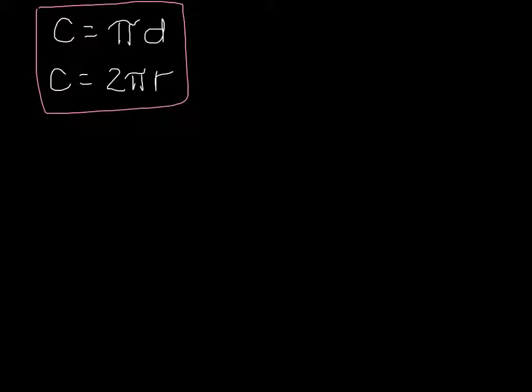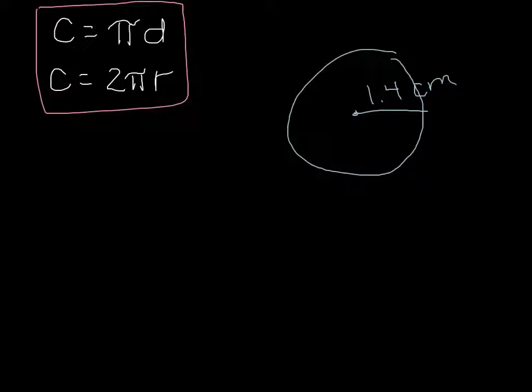So let's look at an example. I'm going to draw a circle. And let's say this circle has a radius of 1.4 centimeters. My question asks me, I would like you to find the circumference of this circle. So I can use either of these two formulas to solve for the circumference. I know that I have the radius, and really I could use either of these equations to figure it out. Let's use this one because I have my radius already. My radius is given to me.